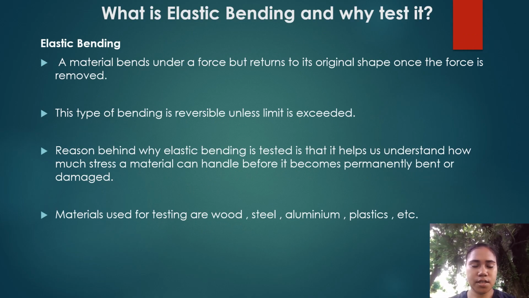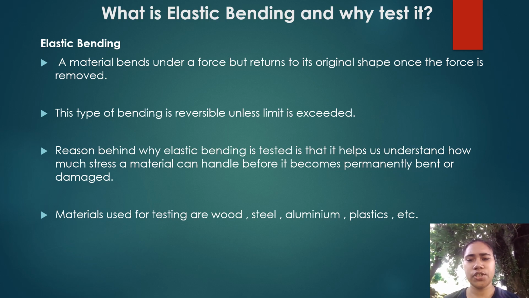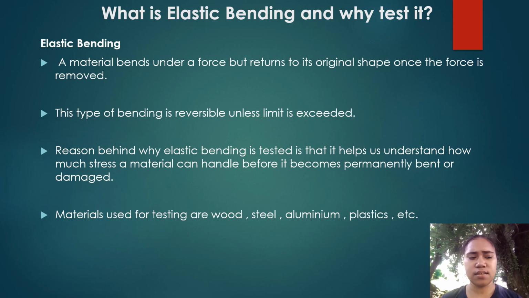So our first idea is, what is elastic bending and why test it? As I was saying, elastic bending is when a material bends under a force but returns to its original shape once the force is removed. This happens due to the material's elasticity. This type of bending is reversible unless the limit is exceeded. So the material is not damaged, but if the limit is exceeded, it will be permanently damaged.